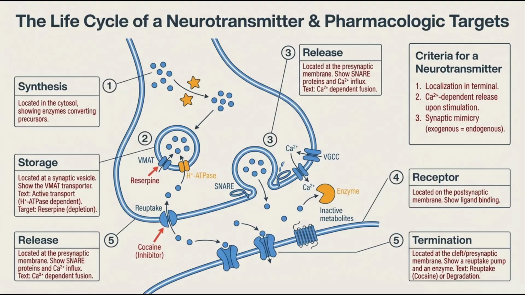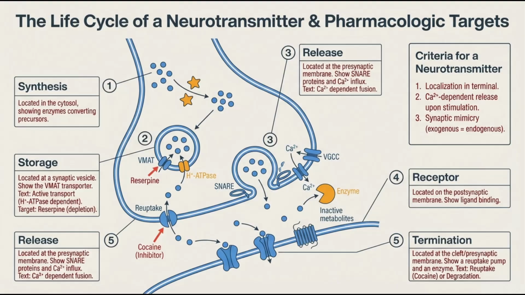This all ties into the concept of synaptic mimicry, mentioned at the bottom of the slide. It's the gold standard, really. What does that mean? It's the scientific standard for proving something is a neurotransmitter. If we, as scientists, take a micropipette and squirt that chemical onto a neuron, it has to produce the exact same physiological effect as stimulating the nerve naturally. It has to mimic the real thing. It's the ultimate proof.